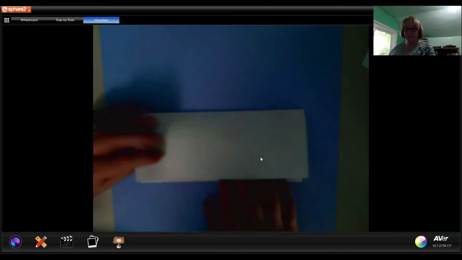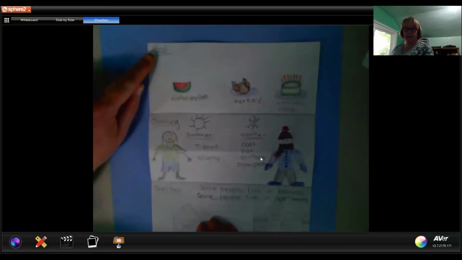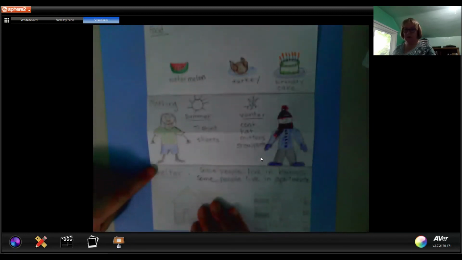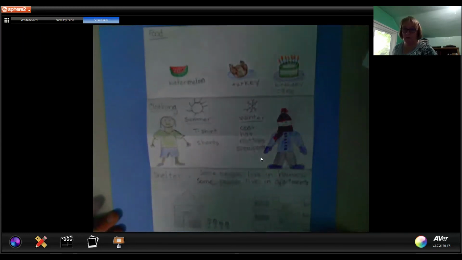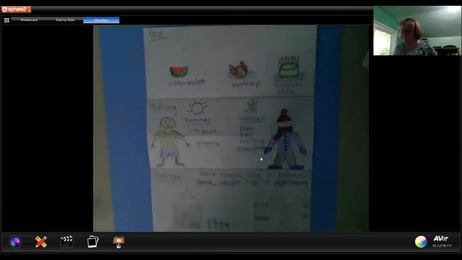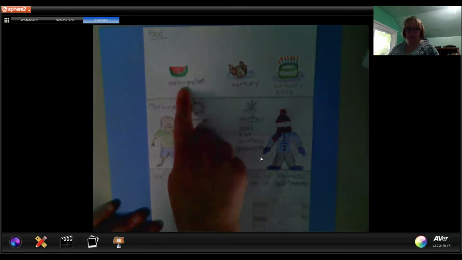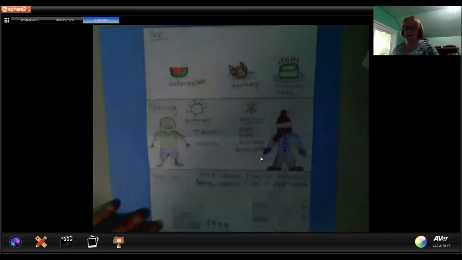I was able to take one piece of paper and fold it into thirds. This might be where your parents need to help you. And in each section, I labeled food, clothing, and shelter. And I drew what was important in my family or in my culture, what foods were important, what clothing, and what shelter. Foods my family likes to eat in the summer are watermelon. At Thanksgiving, we like to eat turkey, and I also think birthday cake is very important.